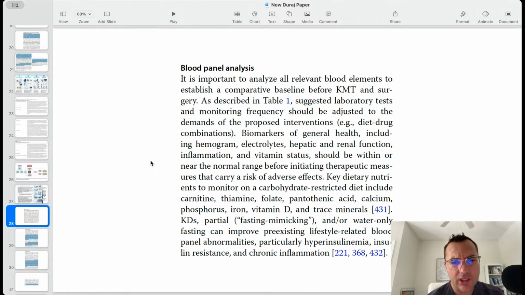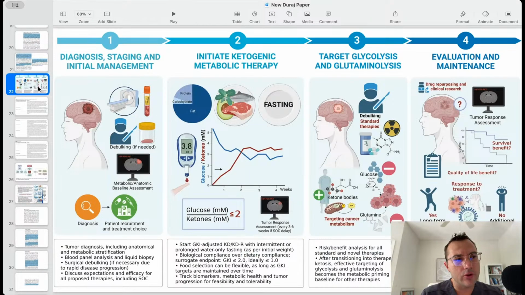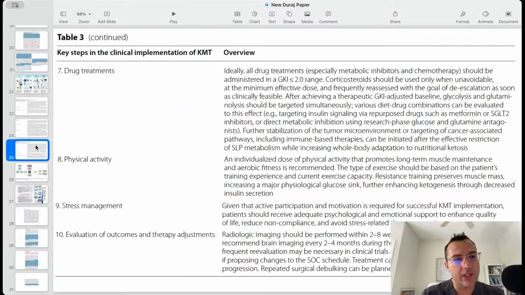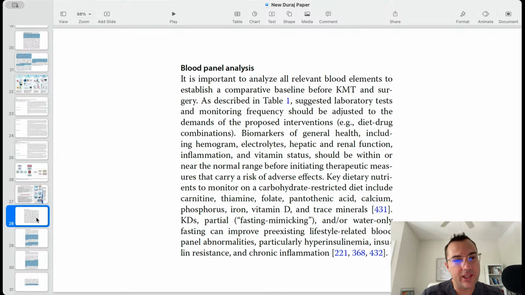Now, I particularly was interested in this. So, how do I say this? He has a very high-level overview, and then he has larger, more detailed sections. And then later on, he talks about very specific things. And one of the things that I was curious about personally was what type of blood markers they were recommending.